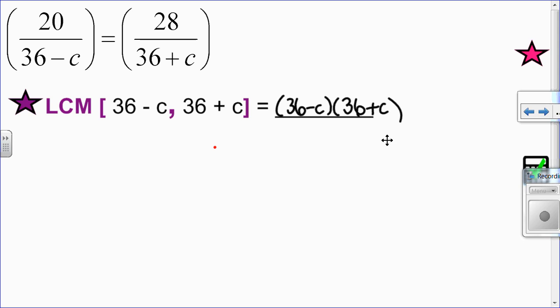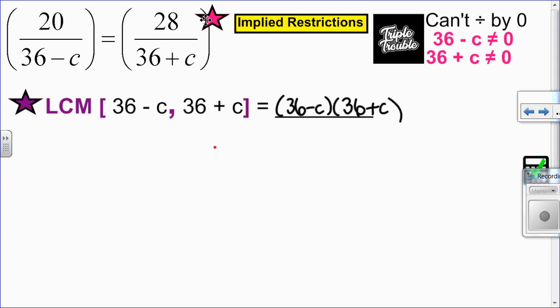Let's talk restrictions. I have two restrictions for the equation, but this is a word problem, so this is a triple threat because I have my implied restrictions. So since C is the current, it has to be greater than 0. You can't have a negative current. Let's look at the restrictions for the equation. 36 minus C can't be 0, so C can't equal 36. 36 plus C can't equal 0, so it also can't be negative 36.